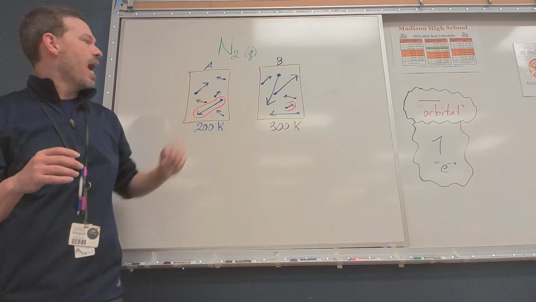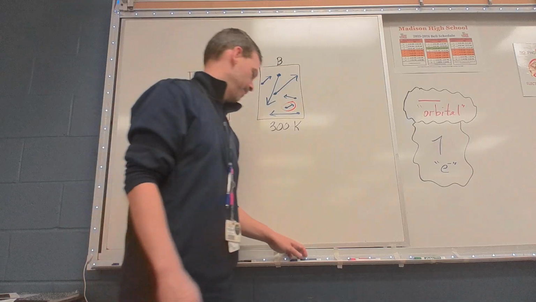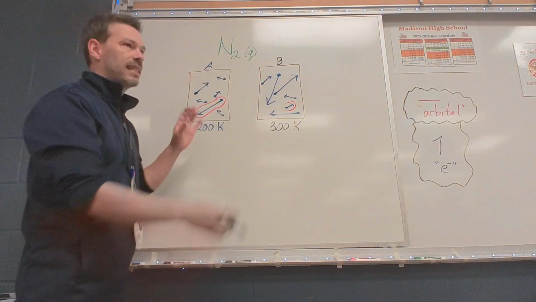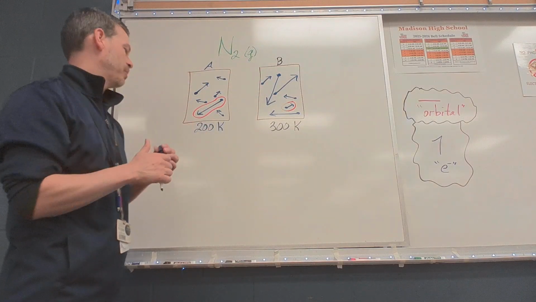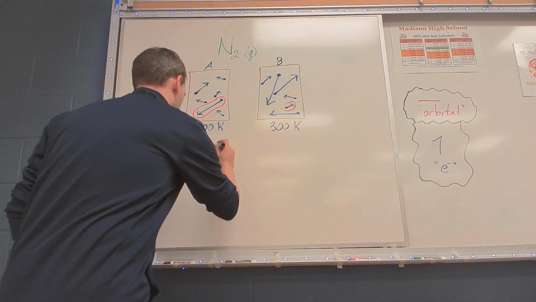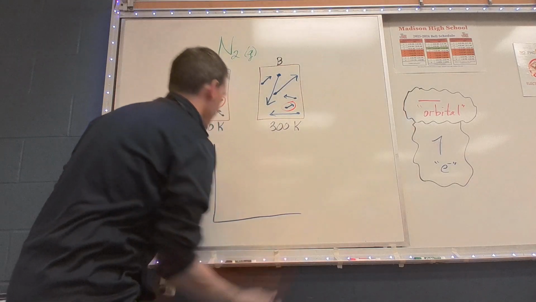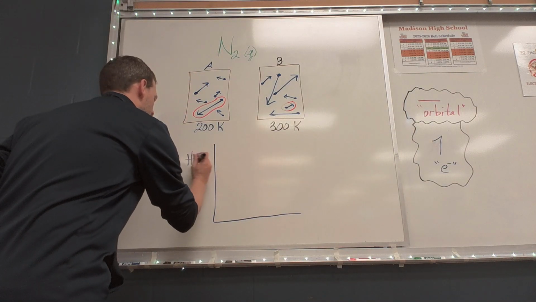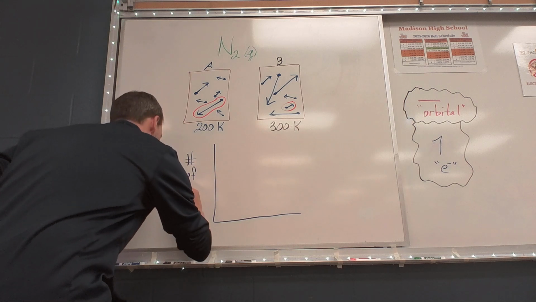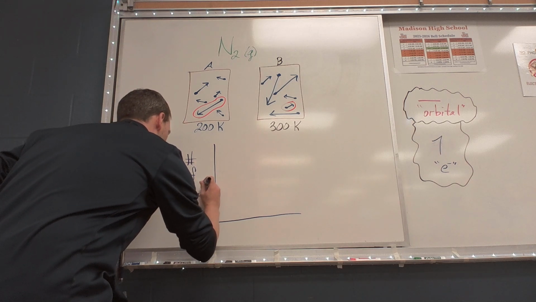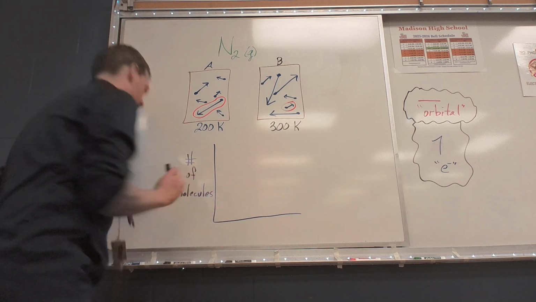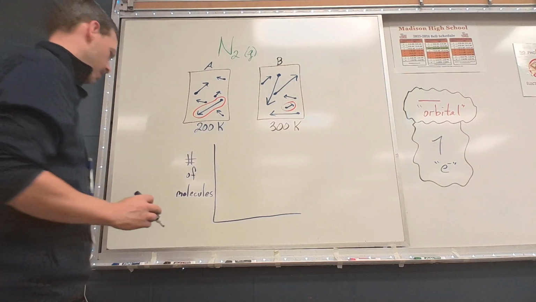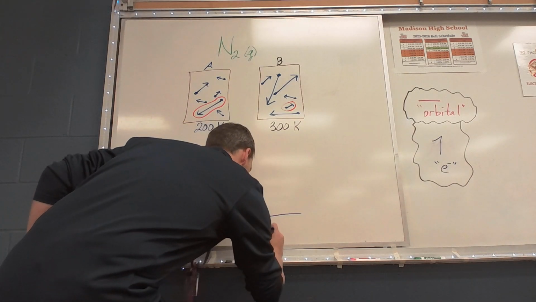Now, that's not the Maxwell-Boltzmann, though. This is the idea behind it. Maxwell-Boltzmann is a graph. Draw this with me as well. And on this graph, we are going to plot number of molecules versus speed.